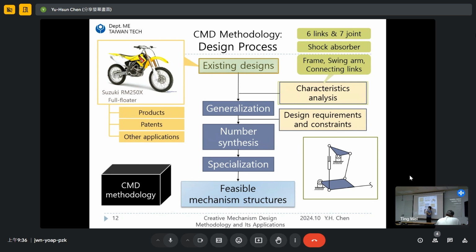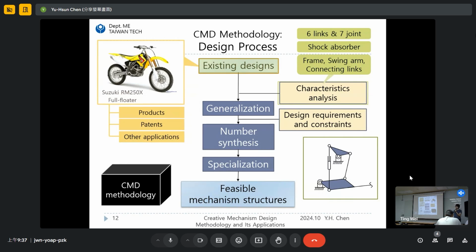What is a characteristic of the mechanism? Generally, the number of links and joints, and then what kind of link and what kind of joint. So in this case, over here we can see between the piston and cylinder there is a sliding joint. Both of these two components make up a shock absorber, so the sliding joint over here is required. But for the other joints, there are six revolute joints included in this mechanism. So that is what we say is the characteristic.